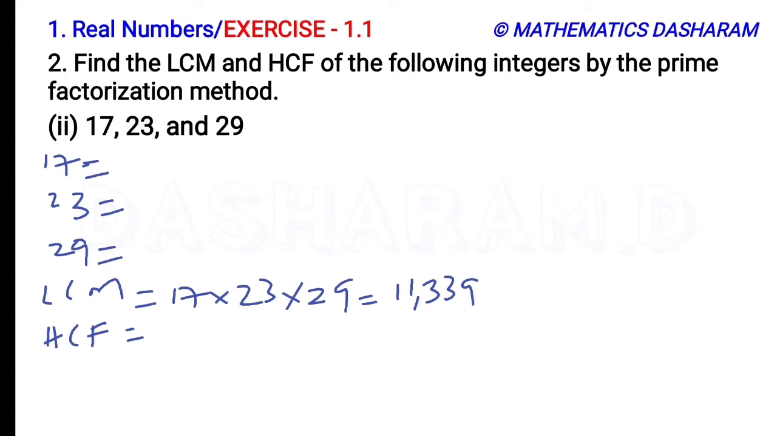Next, HCF. HCF means the product of the common factors. But there are no common factors. But we can write 17 as 1 into 17, 23 as 1 into 23, 29 as 1 into 29. So in these 3 the common factor is only 1. So the HCF answer is 1.